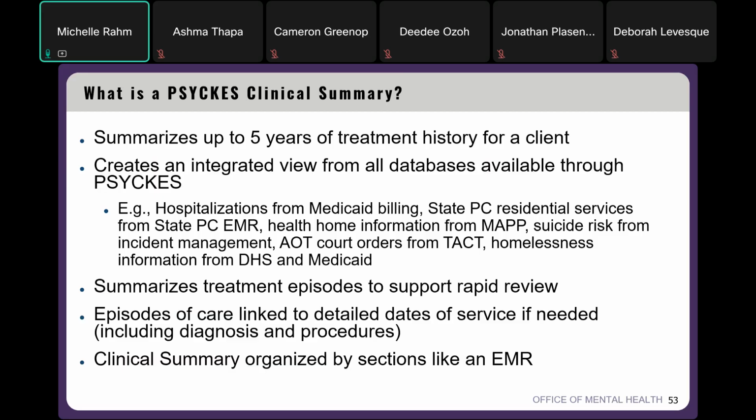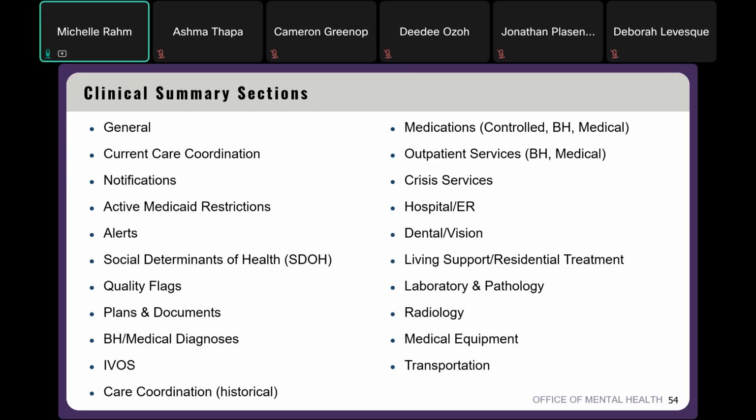I just want to highlight here, the clinical summary has just a wealth of information that I think would be applicable for the CANS and CARES assessment that the ACT teams are doing. So I'll make sure to highlight where I think there could be some overlap between the two as I go through the clinical summary slides. So these are the available sections in the clinical summary. I won't go over all of them, but it just shows you that there is not just behavioral health related information in here. Things like dental and vision, again, living support, residential, and more are included in the clinical summary.